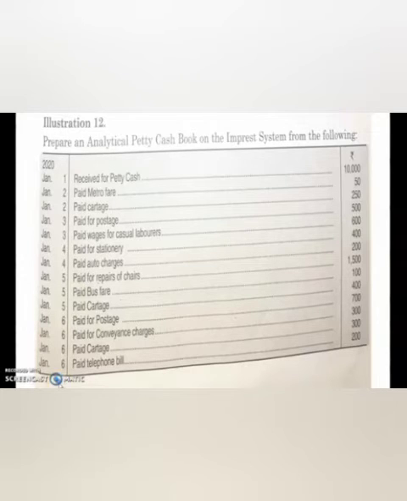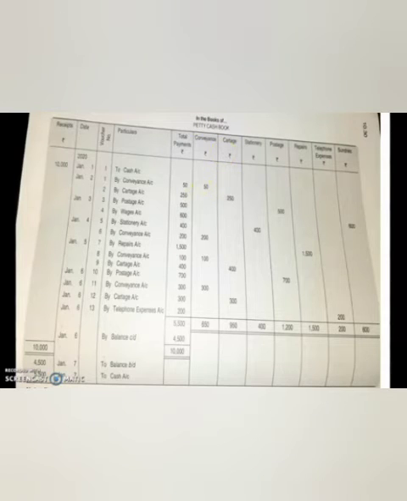Before that, let us see the format of the analytical petty cash book. At the top, you can write in the books of the company or the firm. Then write down the title, petty cash book. Prepare a box, better in a horizontal format. The first item in this format is receipt. Here you have to record the amount which the head cashier gives to the petty cashier.